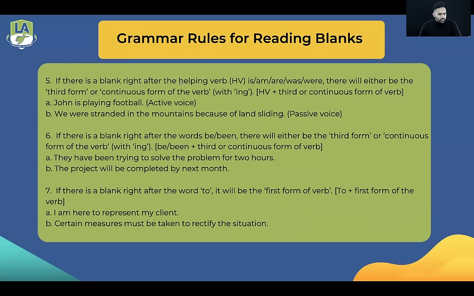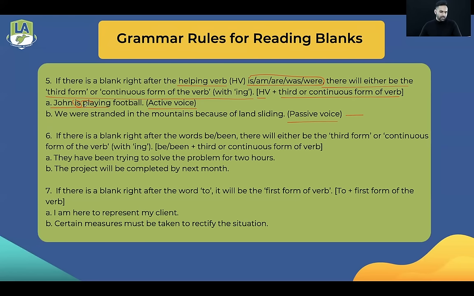If there is a blank right after a helping verb, is, am, are, was, were. So these are helping verbs. He is a dash, or he is dash, not a, will be an article. There will be either the third form or the continuous form of the verb. A helping verb will always go with the ing or ed form. He is playing, John is playing, is plus ing form. Active voice, you're more likely to use the ing form. Passive voice, you're more likely to use the ed form. With is, am, are, was, were in active form, ing. He is writing a book. We were, this is passive.